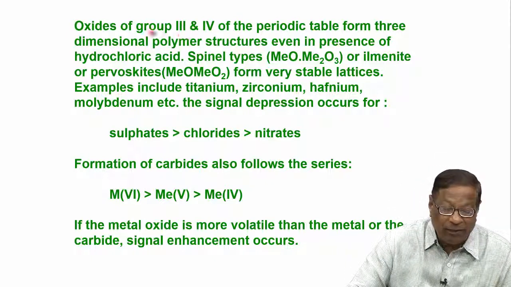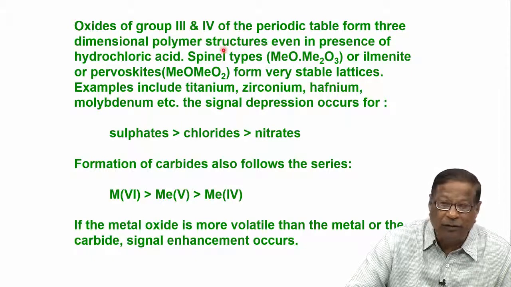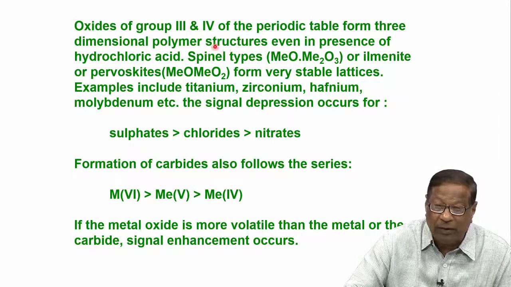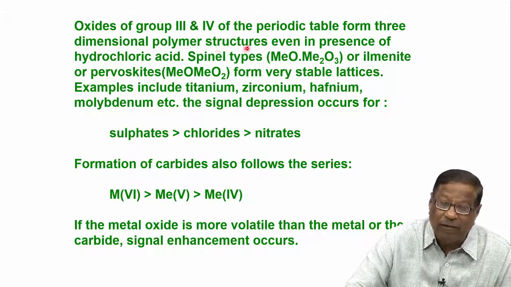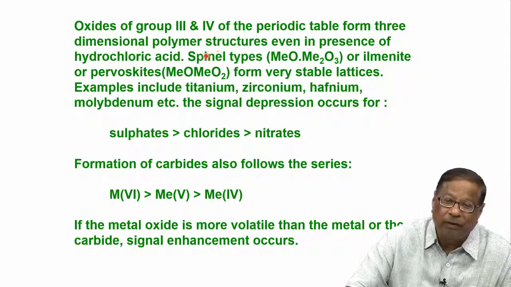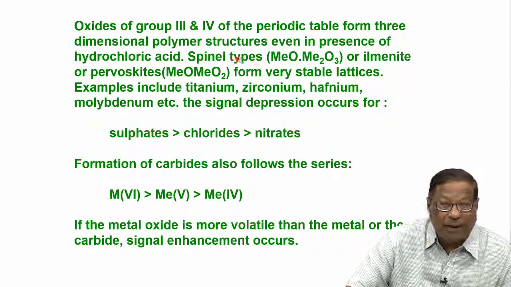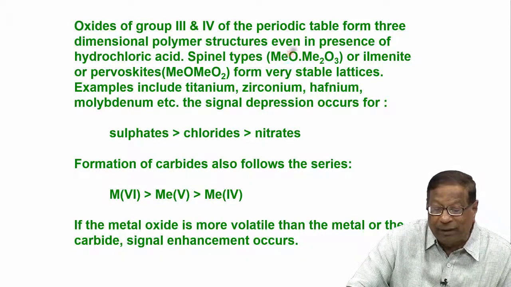Periodic table elements, silicon, it forms 3-dimensional polymer structures, zeolites. I think all of you must have heard of zeolites, and such things. These structures persist even when we add hydrochloric acid to dissolve the sample. So, spinel types are available like MEO dot Me2O3. These are the combined complexes, metal oxide and metal oxide in valency 3.